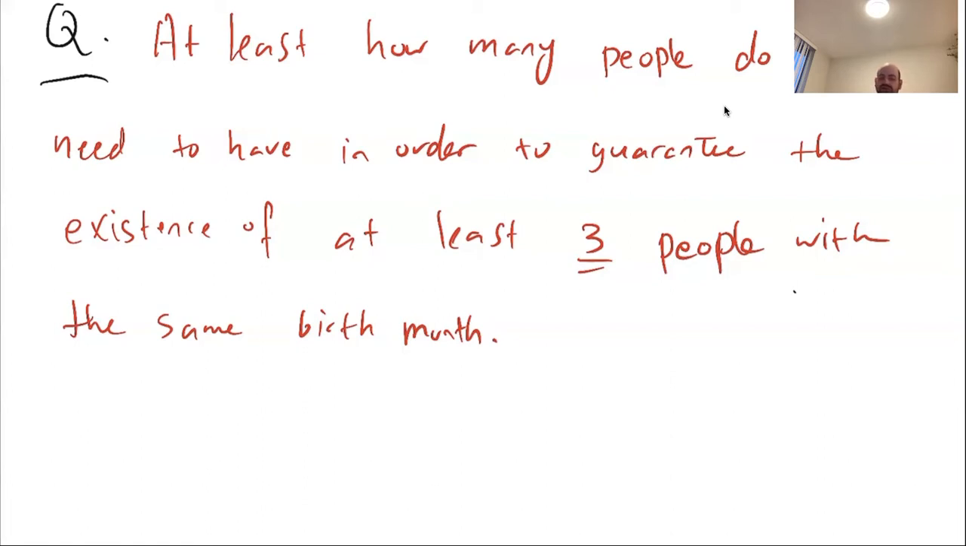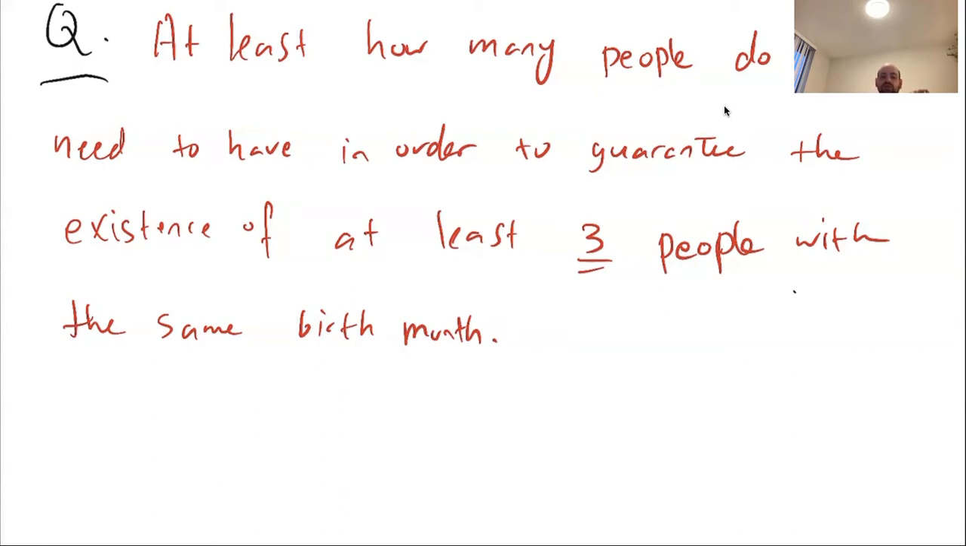Even if I have 24 people, I can still distribute them in a way that every month contains 2 of the people, right? So January, I put 2 people. February, I put 2 people. All the way to December, I did 2 people. So even with 24 people, it is still possible that every month has only 2 people having their birthdays in it.